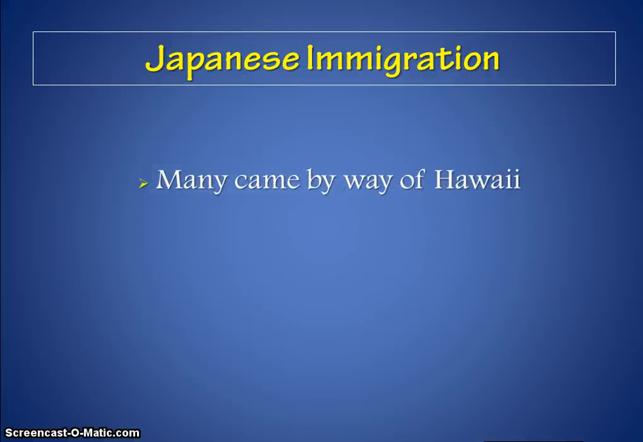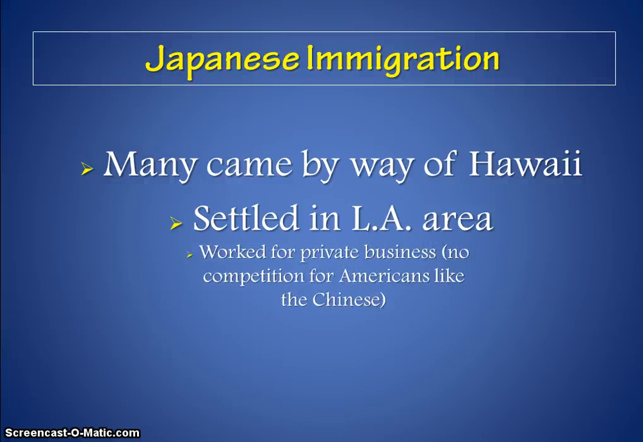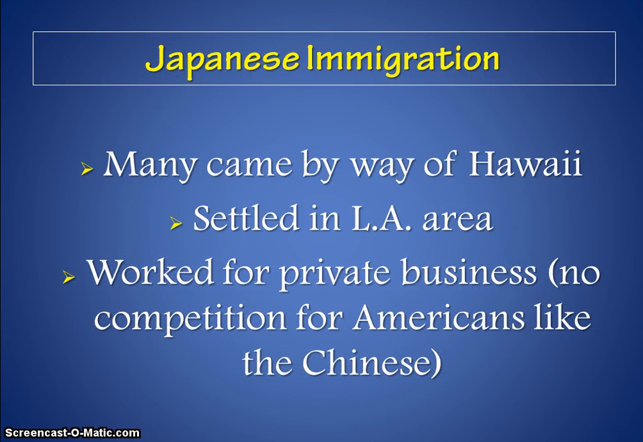Japanese immigration, many came by way of Hawaii and settled in the Los Angeles area. Many Japanese worked for private businesses, and this did not provide competition for Americans, unlike the Chinese.